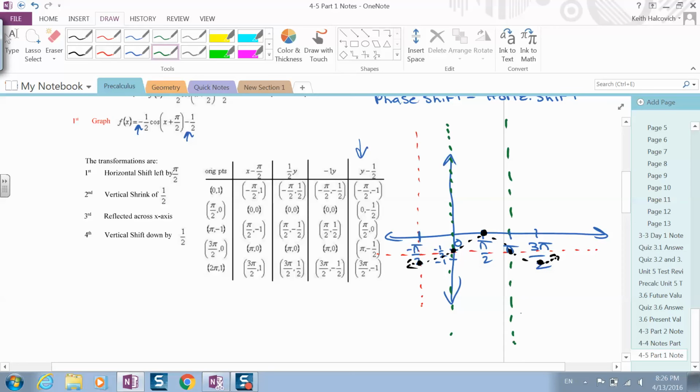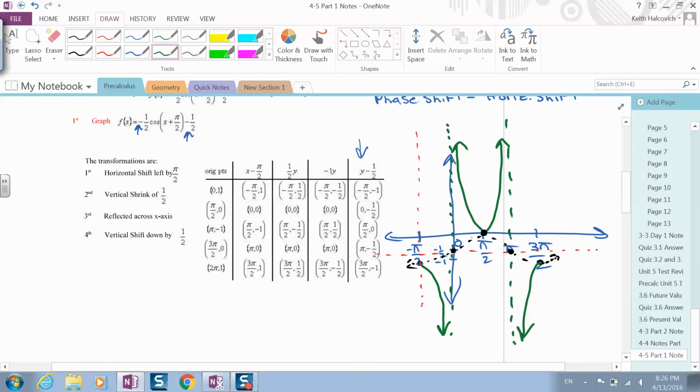Then if you look at the maximum points, you have one here. So we're going to go up like that. You have a maximum point here, so you're going to go up to the asymptotes there. And you have a point here that's going to go like this. So there's our graph of the secant.